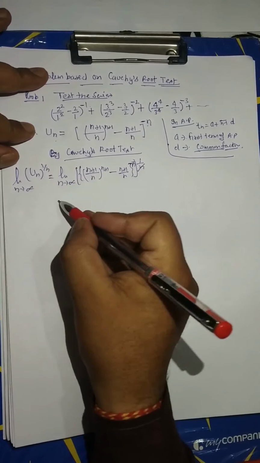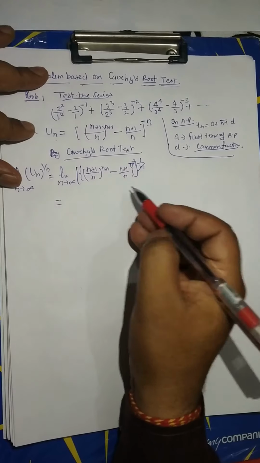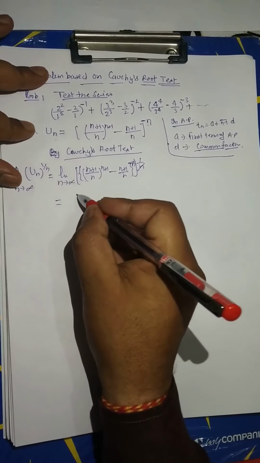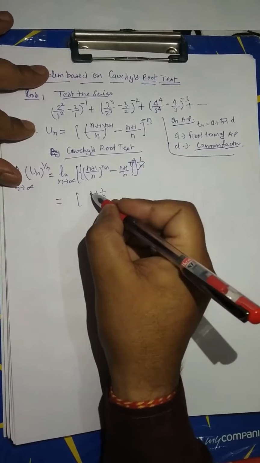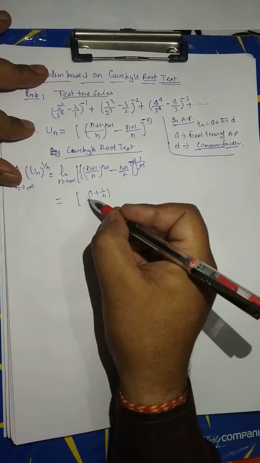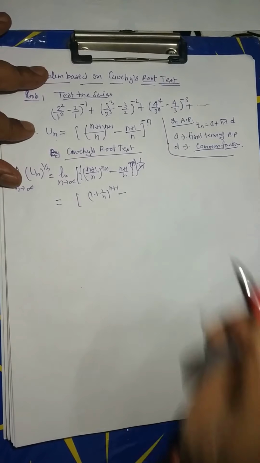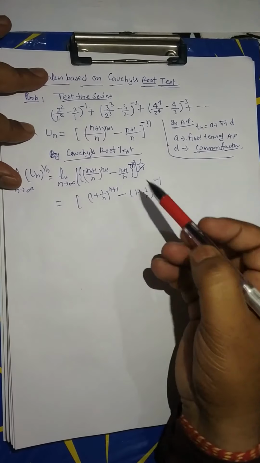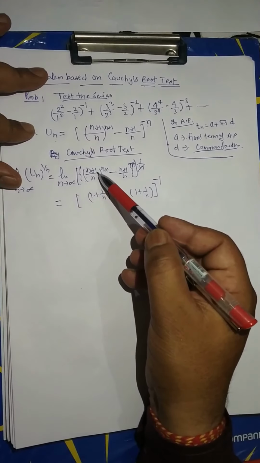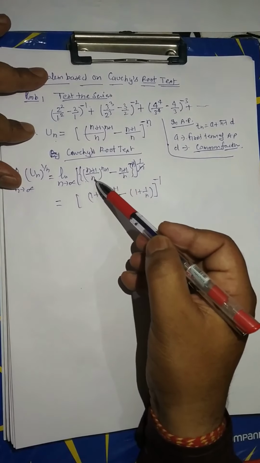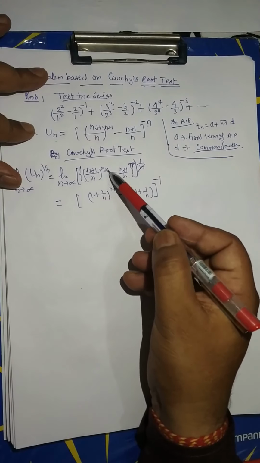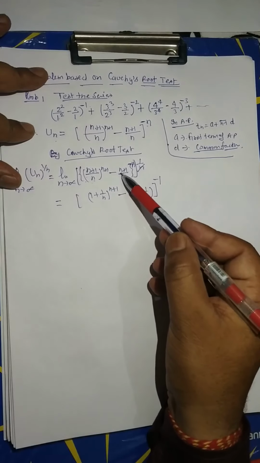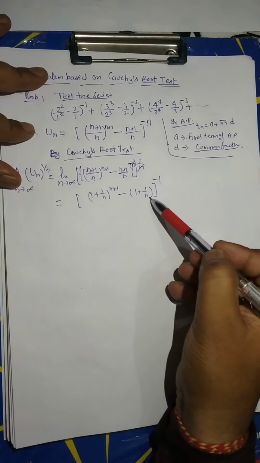The n is cancelled by this. Then we take the common terms. We can write 1 plus 1 upon n whole power n plus 1 or minus 1 plus 1 upon n whole power minus 1. We can take common 1 plus 1 upon n whole power n plus 1. The common term n to the power n plus 1 in both cancels. In this case n is common, then taking it we get 1 plus 1 upon n, and it is cancelled by this n.